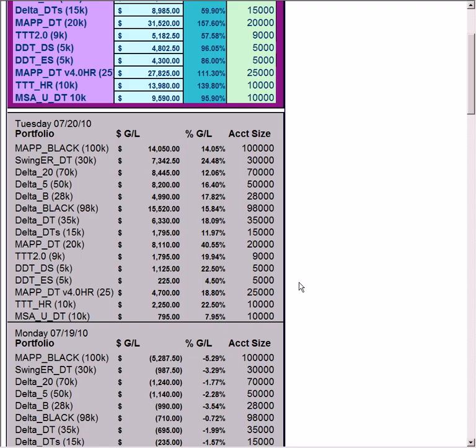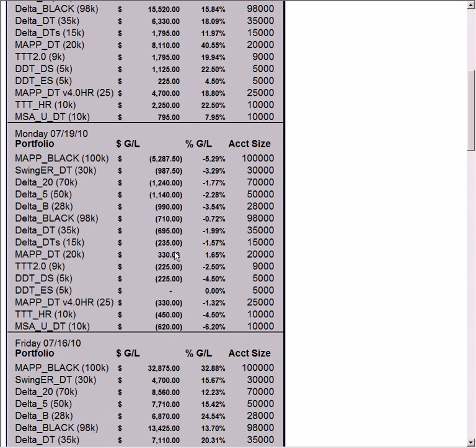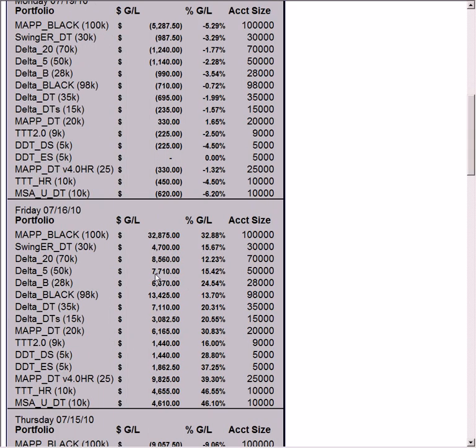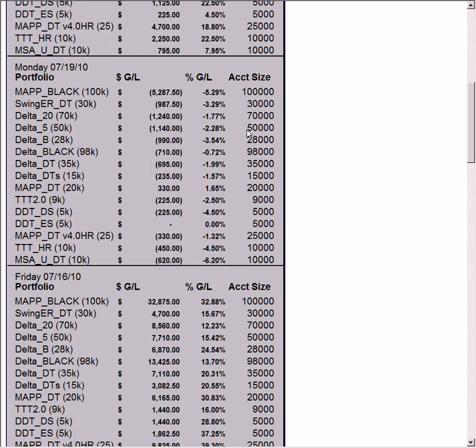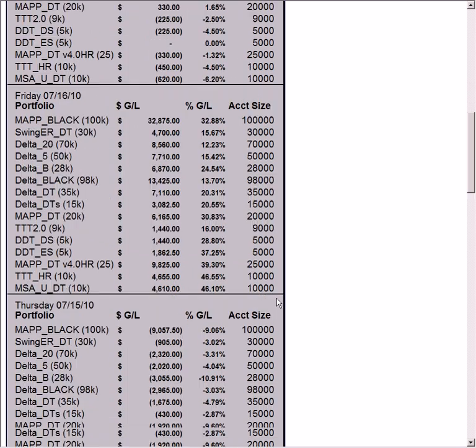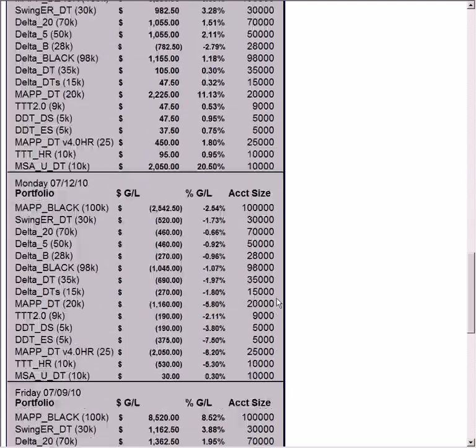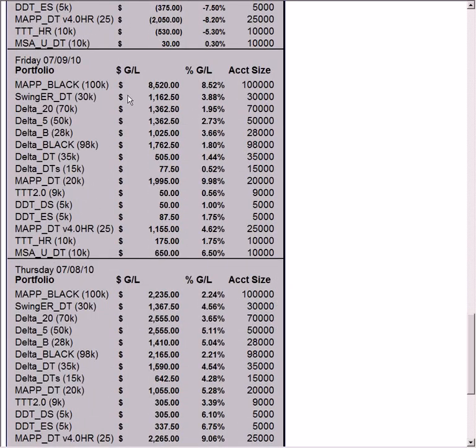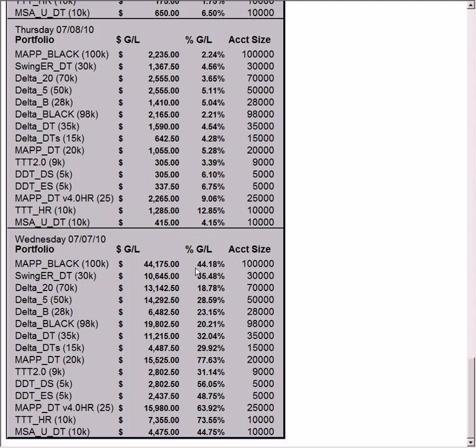Here's actually how the portfolios have done. There you see right there, 40% for the MapDT on Tuesday. Monday, we had a huge day on Friday, gaining 33% in Black and 46% aforementioned, and only gave back an average of 2.5% on the portfolios. So just staggering amounts that we've made. $8,000 on Black there and $44,000 on Black on Wednesday. So July has been a monstrous month.